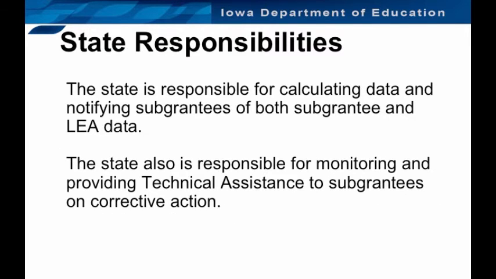The state is responsible for calculating data and notifying subgrantees of both subgrantee and local education agency data. The state is also responsible for monitoring and providing technical assistance to subgrantees on corrective action. Subgrantees are ultimately responsible for providing the same TA to districts who are on corrective action.